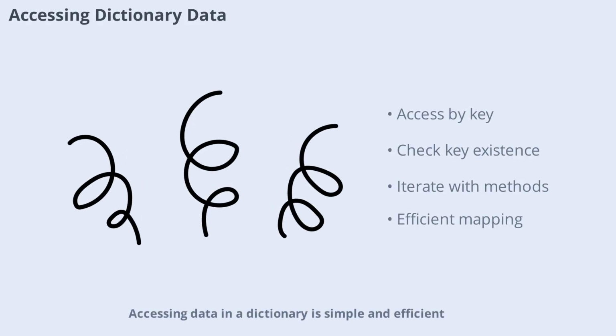Accessing data in a dictionary is simple and efficient. You use the key to retrieve the corresponding value, like myDict['name']. You can also check if a key exists using the in keyword. Dictionaries support various methods such as keys, values, and items, which let you iterate over the data. This makes dictionaries ideal for tasks where you need to associate information, like mapping usernames to user IDs.